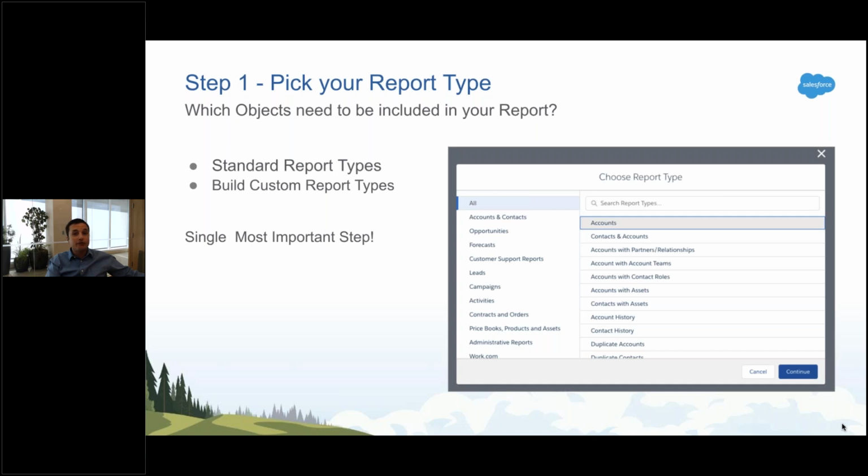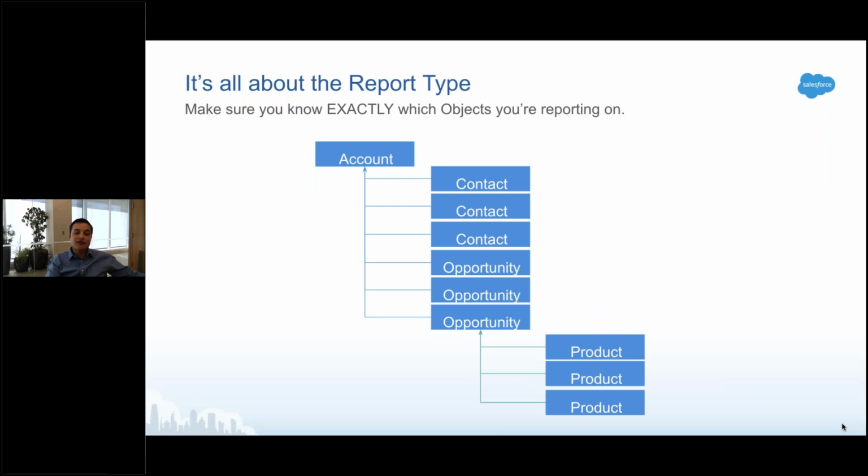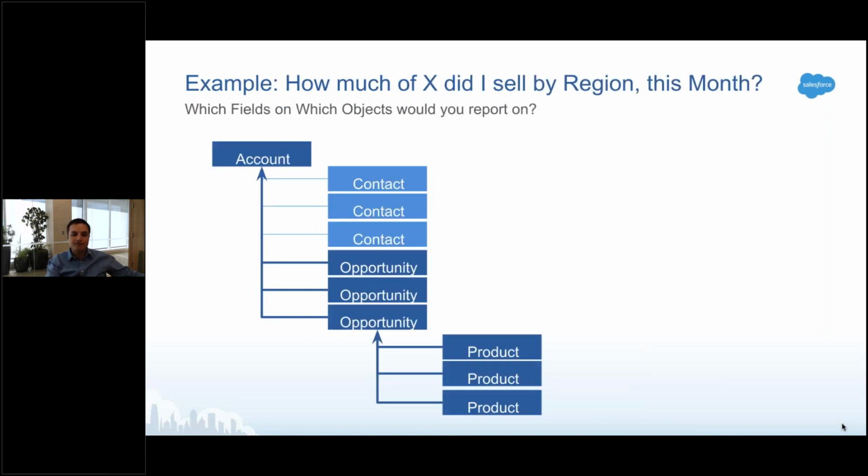Okay, there's a bunch of standard report types that we build for you. You can even build your own custom report types if you don't see one you like. But let's say, for example, you want to report on opportunities and your pipeline by product. That's okay, but where does that data live? You really need to think about where are the records that I'm trying to pull from. In this case, if you're trying to see how much did I sell of this product by region this month, right? Where do you get that?